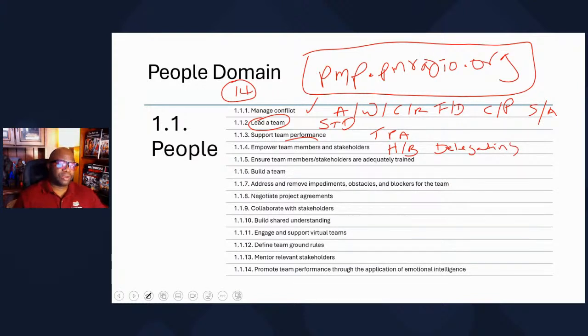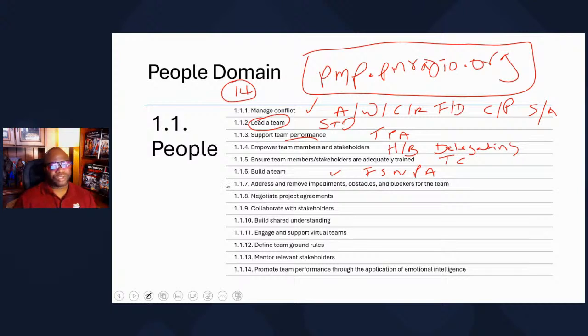Ensuring team members and stakeholders are adequately trained. Understand that in the world of Agile, we have a skills marketplace. In the world of predictive, we get the team the training and coaching they need. So understand the concept of a team charter and what it might say with regard to mentoring and coaching each other. Building a team, you've got to understand the 5 stages of team development: forming, storming, norming, performing, and adjourning. Again, it's not to cram them, but to understand the philosophies.